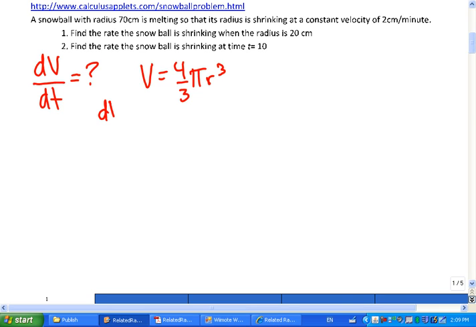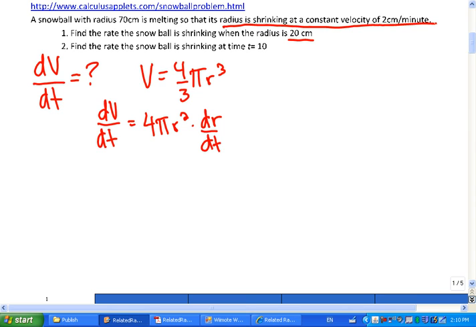This is the change in volume with respect to time. So if I move the 3 to the front, I'm going to end up with 4 pi r squared, and then the change of r with respect to time. We're always doing this implicitly because it's with respect to time. So you should always have as many of these fraction-looking things as you have variables. So now the formula is all set up. I just have to be able to substitute. So it says the radius is 20 centimeters, and the radius is shrinking 2 centimeters per minute.